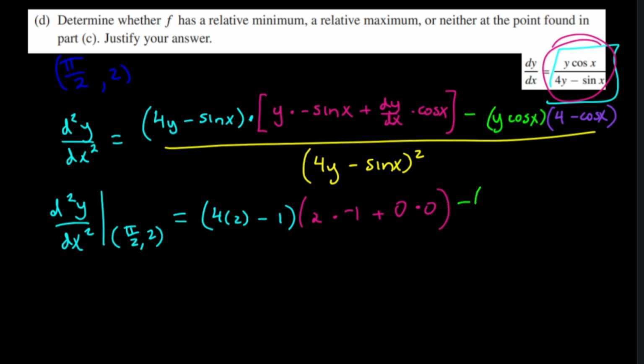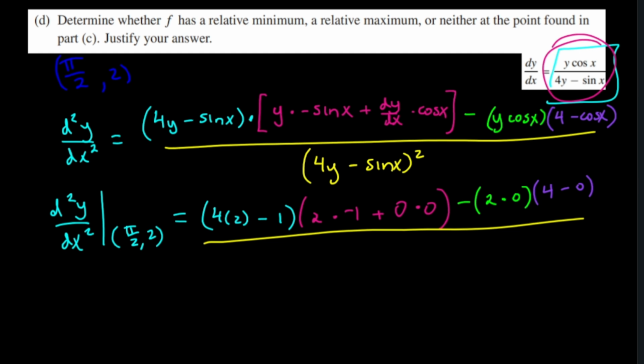Continuing, we have minus y, which is 2, times the cosine of pi over 2, which is 0. So that'll be 0. And the purple part really doesn't matter what it is because we're going to multiply by 0. But still, we'll follow through. 4 minus cosine of pi over 2, which is 0. And the whole thing over (4 times 2 minus the sine of pi over 2, which is 1) squared.